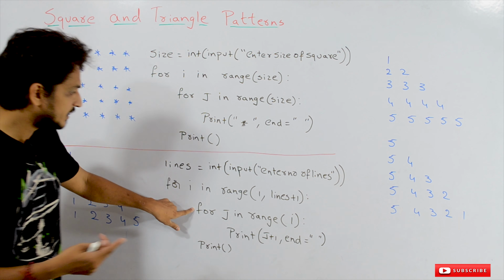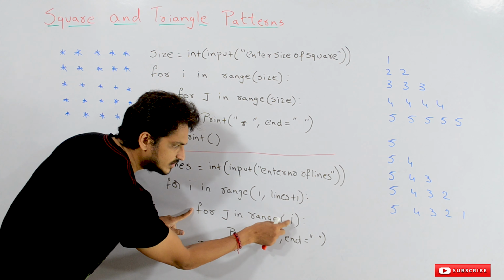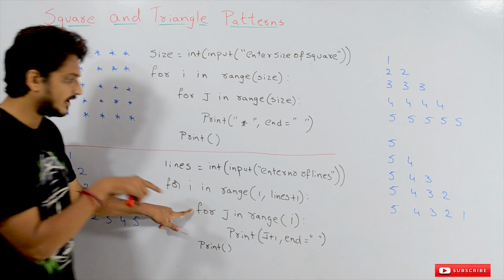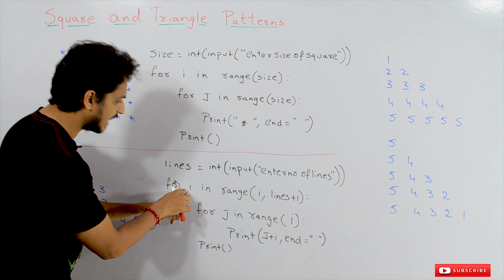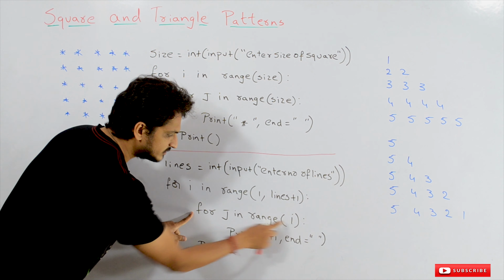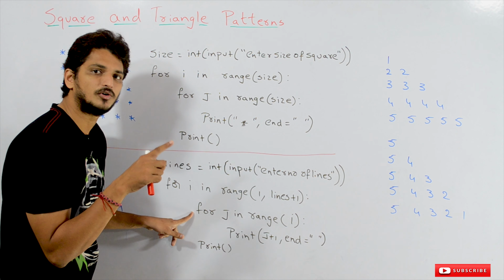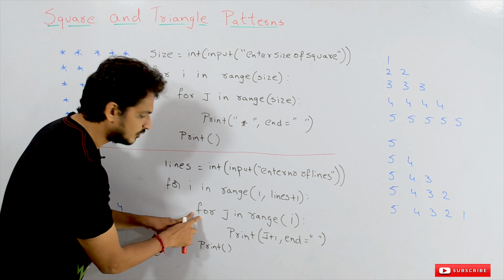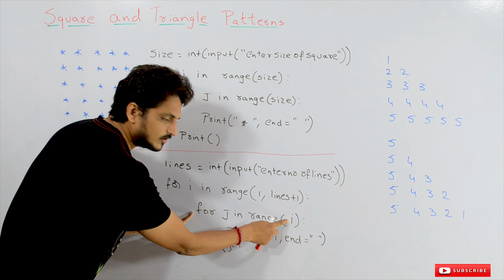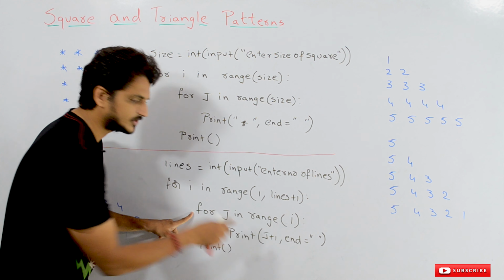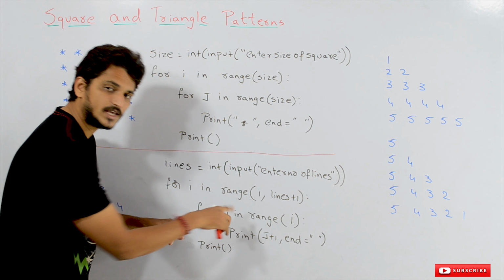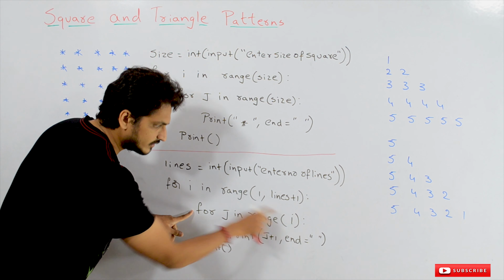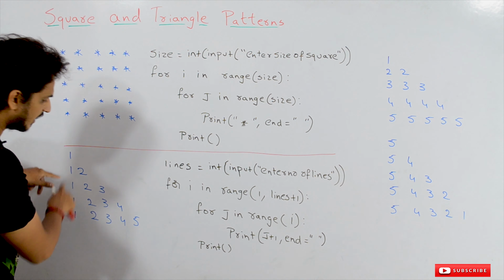How to do that? That's why we are taking the i value inside. What's the i value for the first time? The i value is 1. Range of 1 means this loop will execute for 1 time, 0 is considered. Range of i equal to 2 means this loop will execute for 2 times. i equal to 3 means this loop executes for 3 times. i equal to 4 means 4 times. i equal to 5 means 5 times. That's why we are taking the i value here. That's the logic for constructing this triangle pattern.